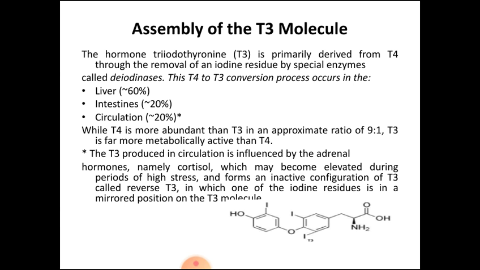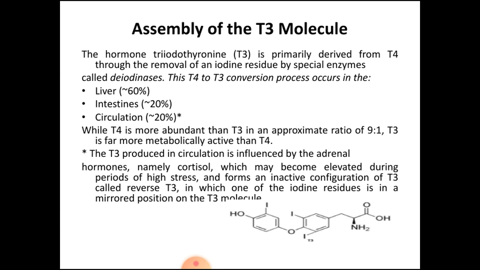The hormone triiodothyronine, T3, is primarily derived from T4 through the removal of an iodine residue by a special enzyme called deiodinase. This is how T4 is converted to T3. This conversion occurs in peripheral tissues such as the liver, intestines, and circulation, in different percentages. The largest share occurs in the liver, about 60%, in the intestine about 20%, and in circulation about 20%.